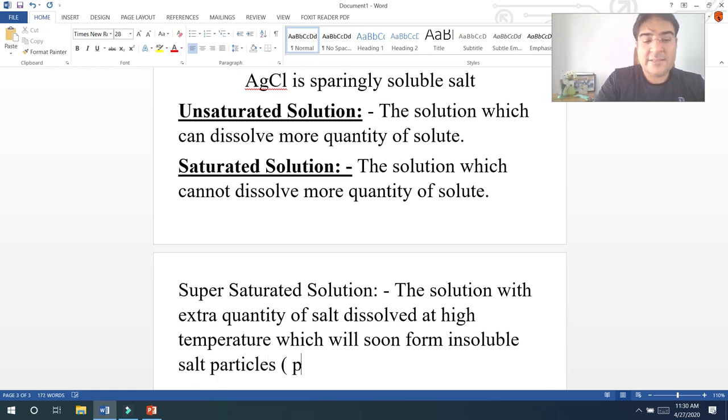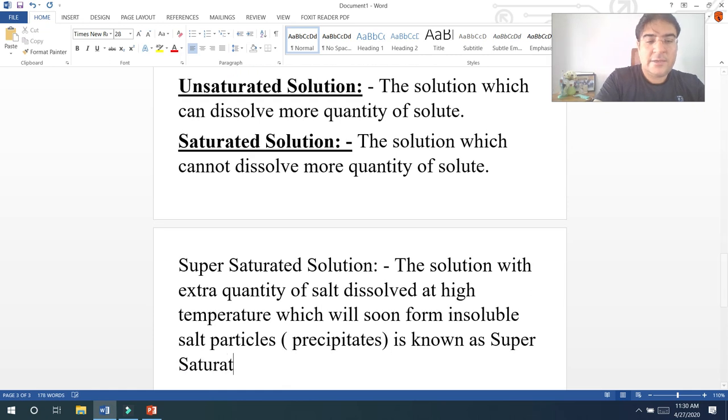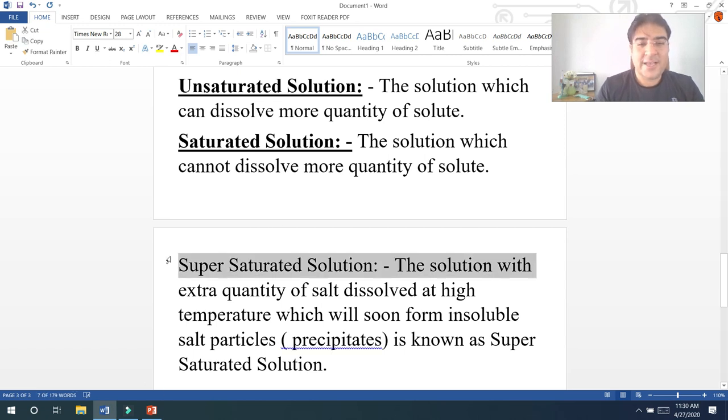They are called precipitates, or PPTs. Salt will soon form insoluble salt. PPTs are known as a supersaturated solution. There are three types of solution: saturated, supersaturated, and unsaturated.